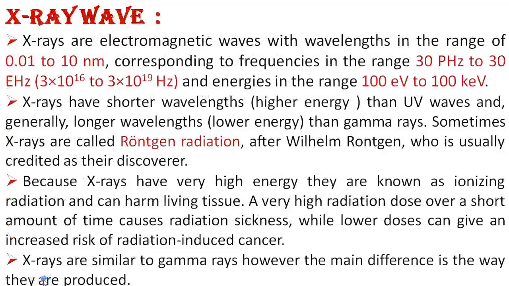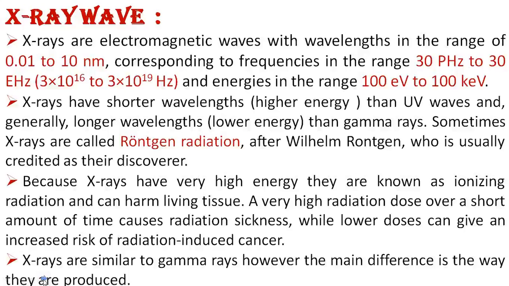Next one is the X-ray wave, an electromagnetic wave with wavelength in the range of 0.01 to 10 nanometer, corresponding to frequency in the range of 30 petahertz to 30 exahertz and energies in the range of 100 eV to 100 keV. X-ray have shorter wavelength and higher energy than UV waves, and generally longer wavelengths and lower energy than gamma rays. Sometimes X-ray are called Roentgen radiation after William Roentgen, who is usually credited as their discoverer.